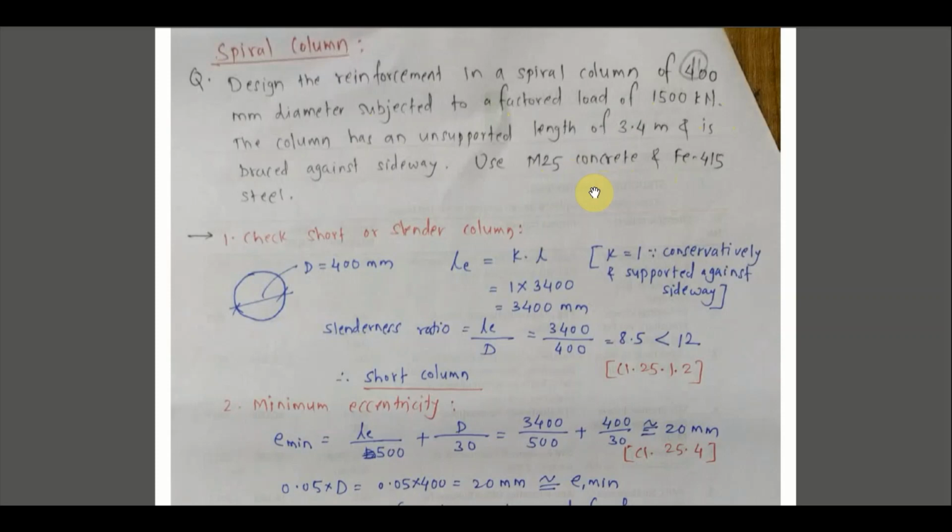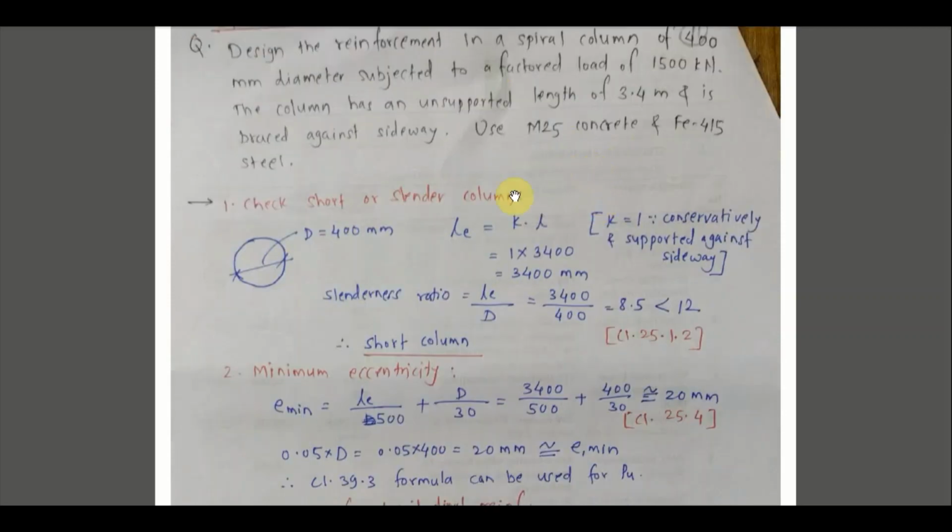So जैसे कि पिछले टाइज वाले प्रॉब्लम में देखा था, पहला स्टेप रहेगा you have to check whether the column is short or slender. So L effective is calculated as K into L. So conservatively we can take K is equal to 1 क्योंकि ये सपोर्टेड है अगेंस्ट साइड वे. मतलब क्या, दोनों डायरेक्शन में या ये सर्कुलर कॉलम है तो चारों डायरेक्शन में बीम्स से ये कॉलम सपोर्टेड है.